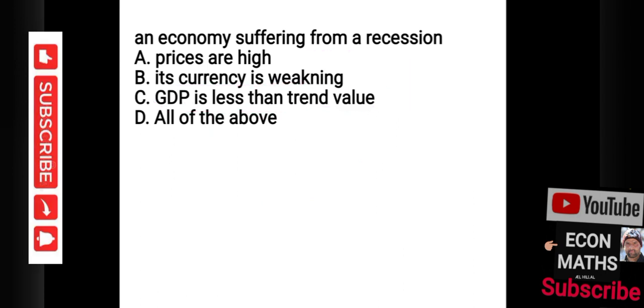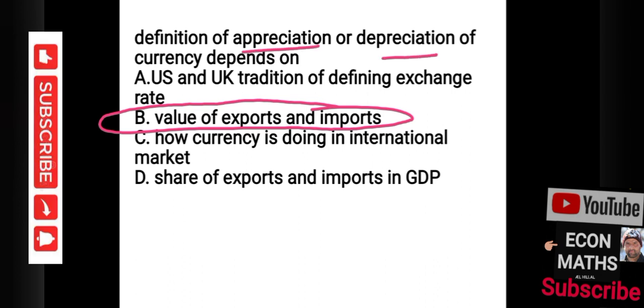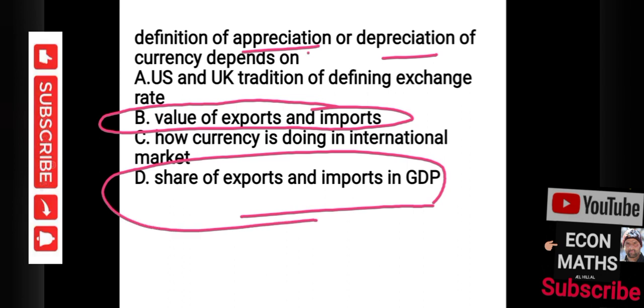Next question is, definition of appreciation or depreciation of currency depends on, first option is US and UK tradition of defining exchange rate, B option is value of exports and imports, C how currency is doing in international market, or D option is share of exports and imports in GDP. What the US or UK define as the exchange rate will not have any effect on the appreciation or depreciation. Share of exports and imports in GDP will also not define the appreciation or depreciation of the currency. I guess the only option that is correct is the B option, that is, value of exports and imports.